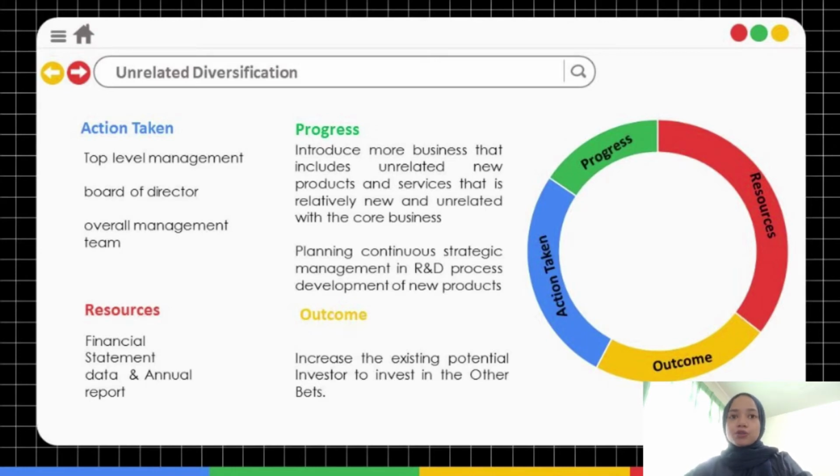So Alphabet may also include in planning continuous strategic management in the R&D process, which is research and development of new products. Since the company is still new, R&D is very important and should be done properly for the output to be in good condition and recognized by the stakeholders. The resources for product diversification involve market resources, financial resources, and marketing resources. And the outcome for this strategy is that it will increase the existing potential investors to invest in the other bets.